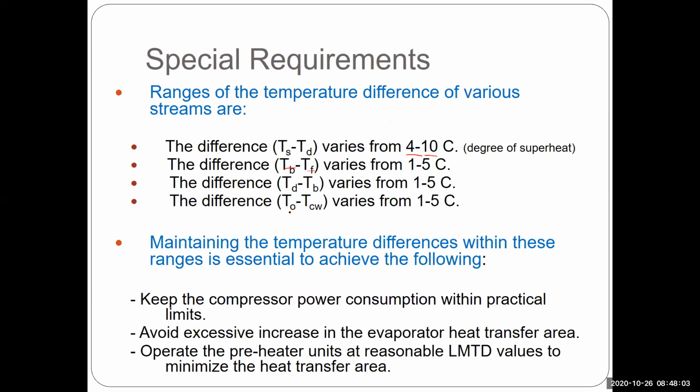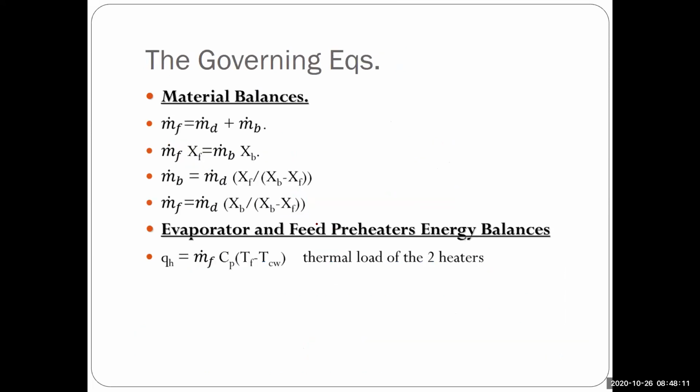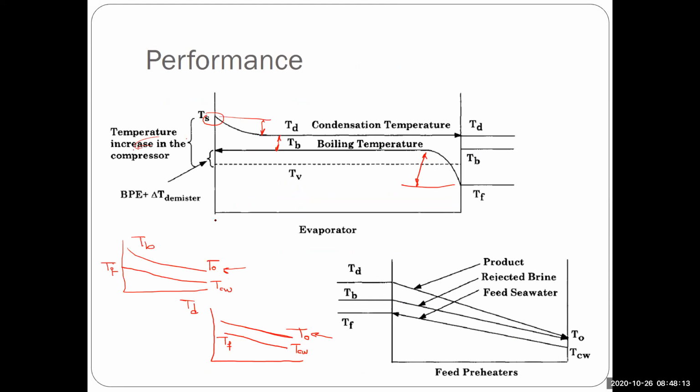And the temperature difference again between T node and T cooling water, this is in the cold side heat exchanger, which is the temperature difference basically between these T node and the T water. Again, this is somewhere between 1 to 5 degrees centigrade. Why is that? Why are these temperature differences specified this way?